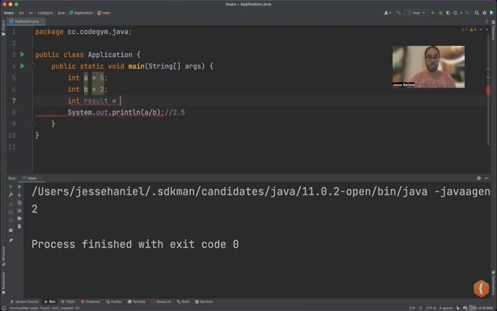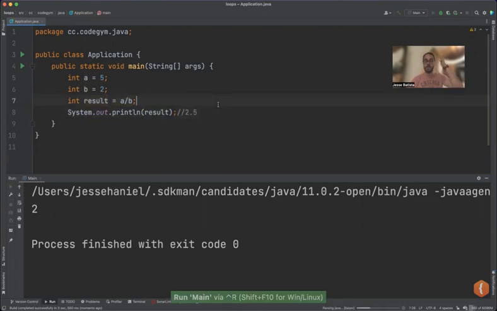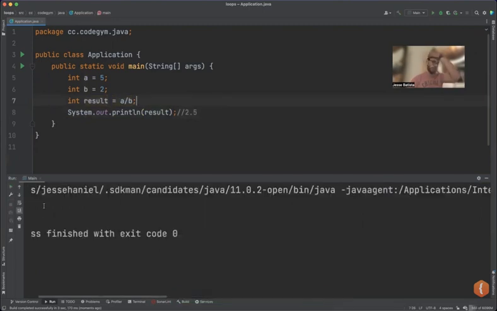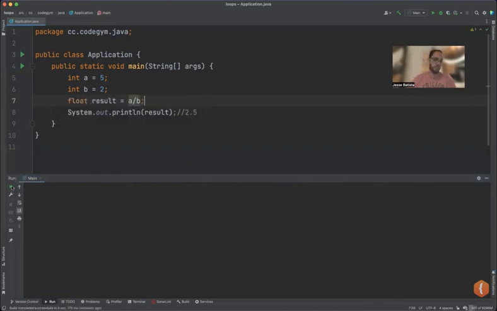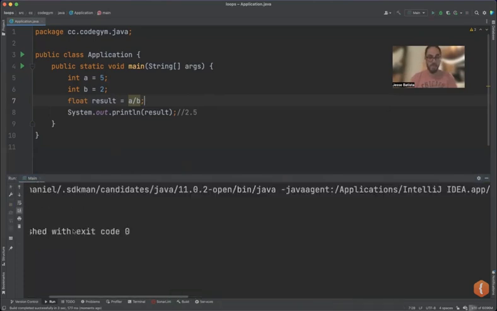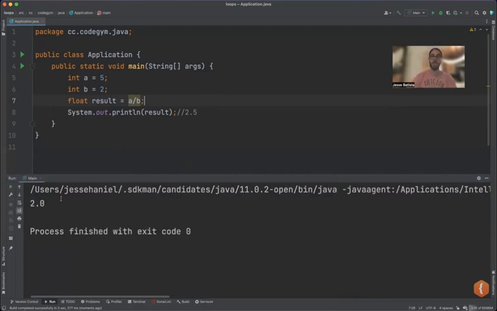So here int result, we have a over b, and here we can put result, and running again, we'll have the same result. Okay, so 2, that's it. And this is because we are dividing two integer numbers and we are storing the result in an int. But what if I change this to float? And then I run my code again and I will have 2.0.